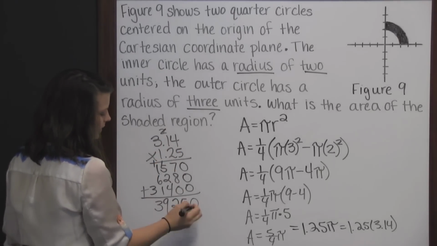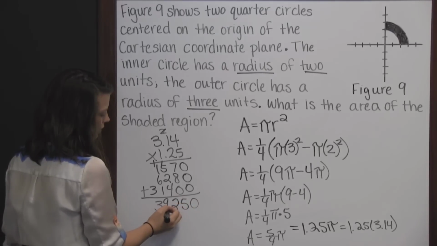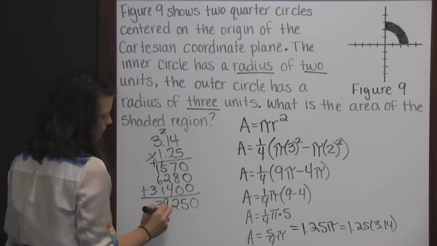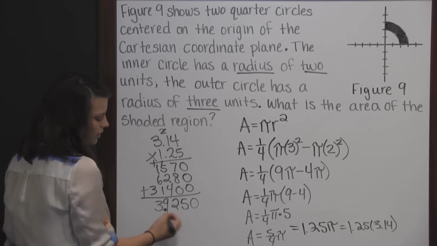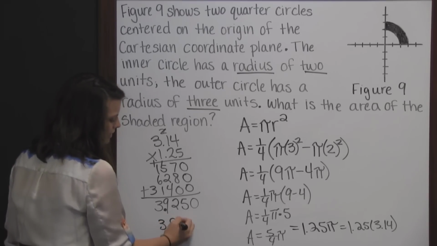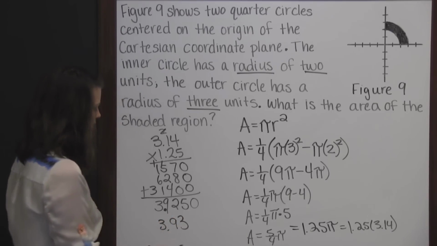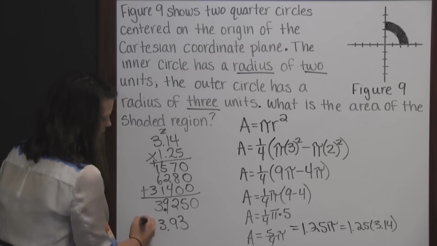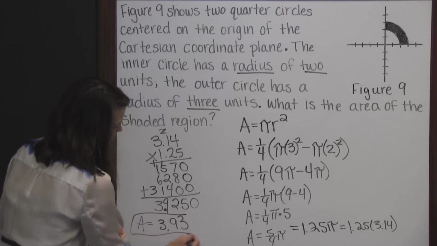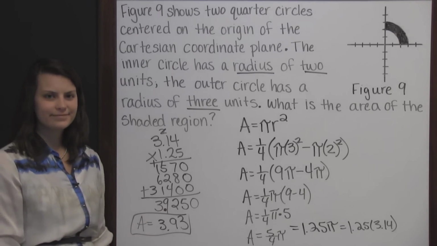And then we have 4 numbers behind the decimal. 1, 2, 3, 4 numbers behind the decimal. So, and then we could round this to 3 93/100 would be the area of just the shaded region.